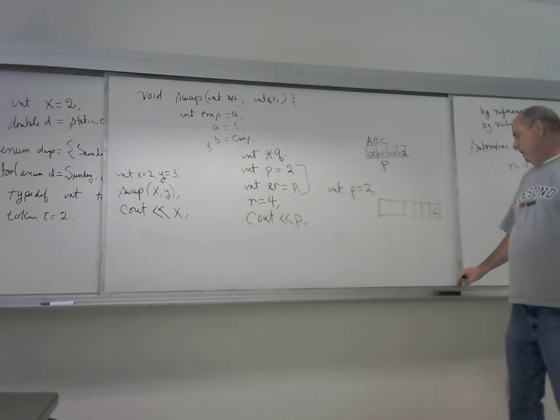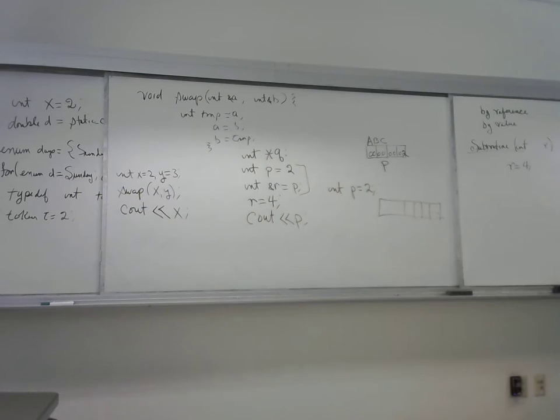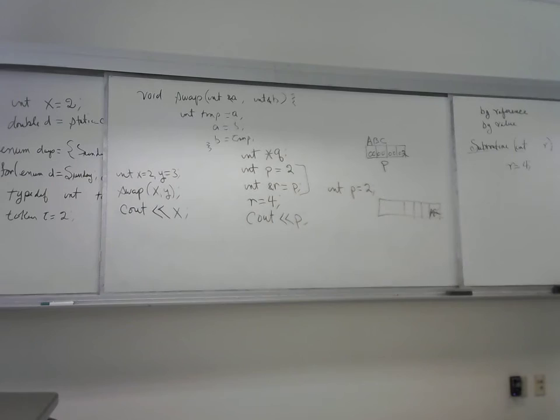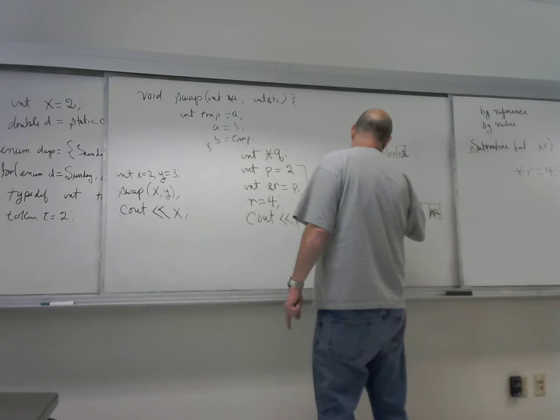All right. The other scenario, I pass by reference. ABC. Put the address of P on the stack. And over here, I dereference it. Star R equals 4. Okay, what does that do? That says go to ABC, that address. Go to ABC and change the contents in memory at ABC. That changes P.